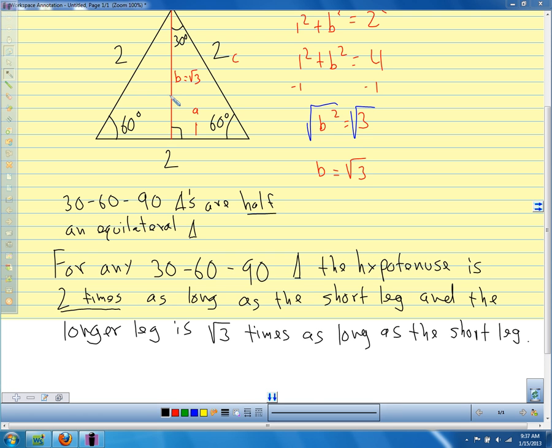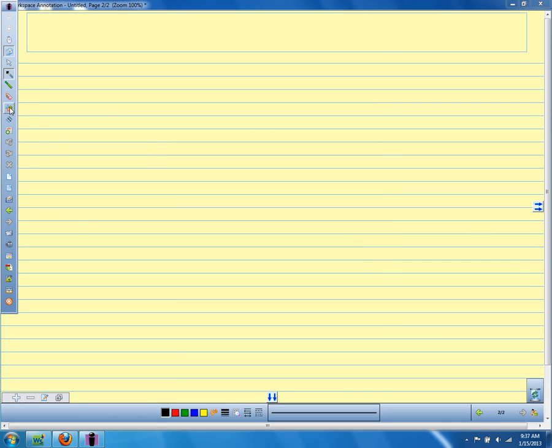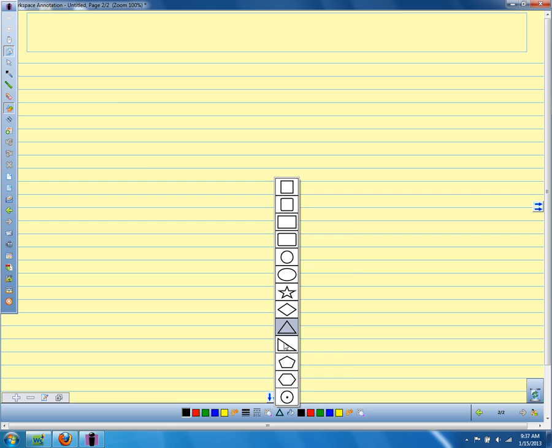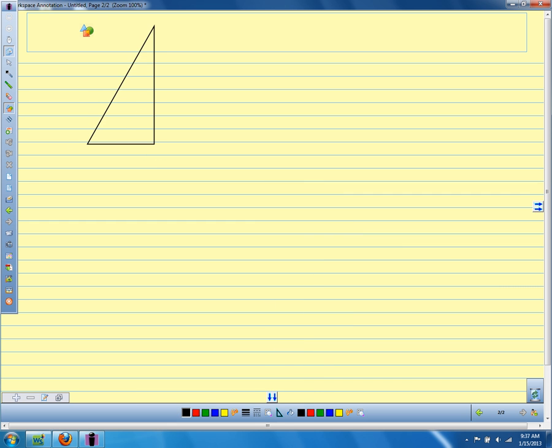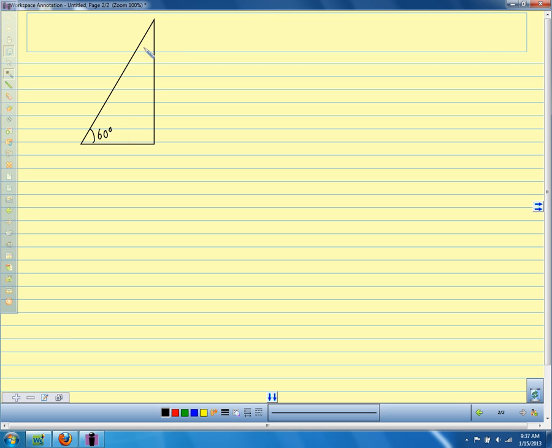So let's label our 30, 60, 90 triangle in our flip book so we know what we're talking about when we say the short leg, the long leg, and the hypotenuse. So label our parts in our flip book. So here's our 30, 60, 90 triangle. Like so. So this side is what we're calling the short leg.